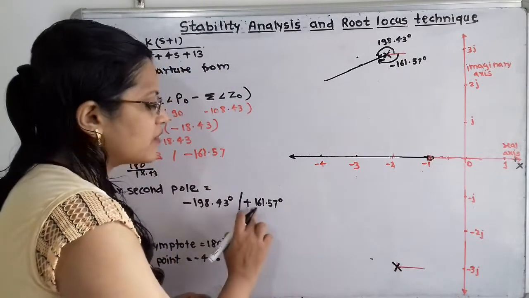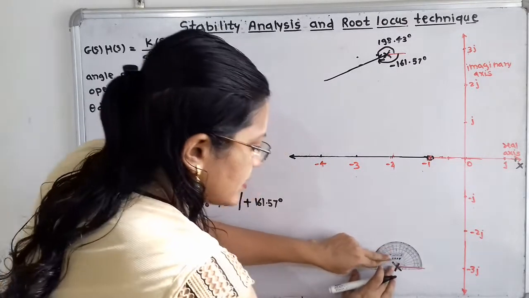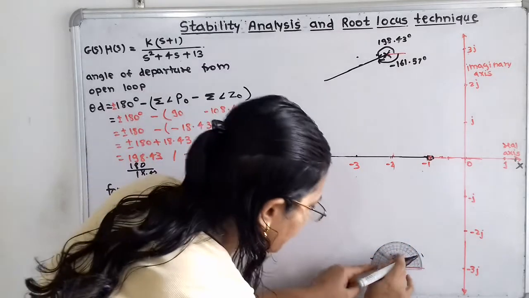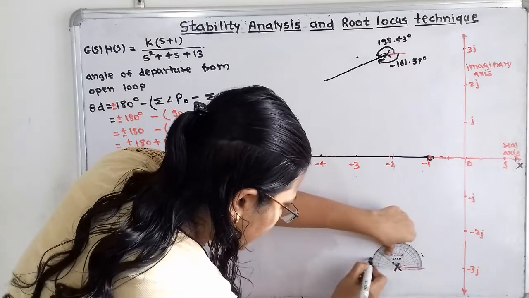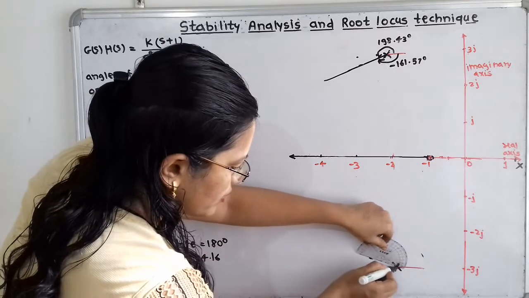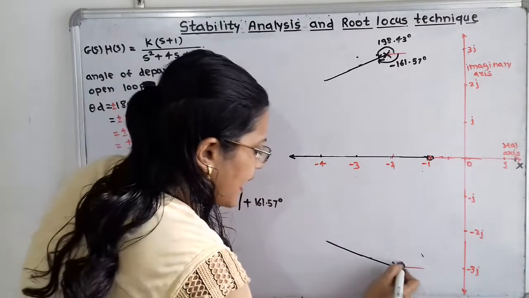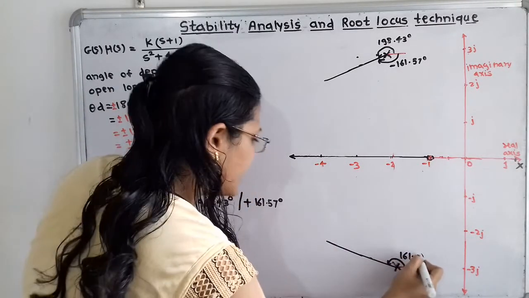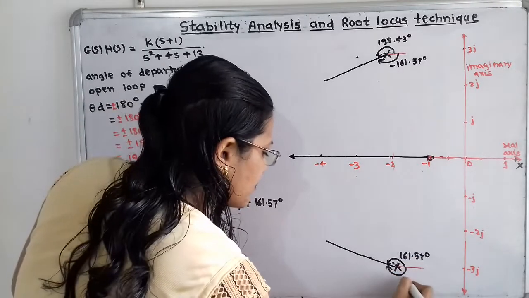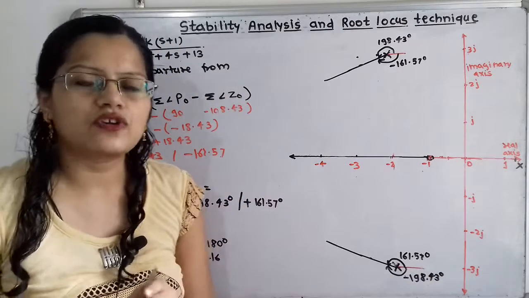So this we will take here plus 161.57. So with the help of protractor, if I put here the center with this pole, then from 0 it will start, and here is 160, and then I will mark one point for 161.57. So from this selected point we have to draw here one line. Now for this line, this angle covered is 161.57 degree, or in opposite direction we can say that the angle is minus 198.43 degree.